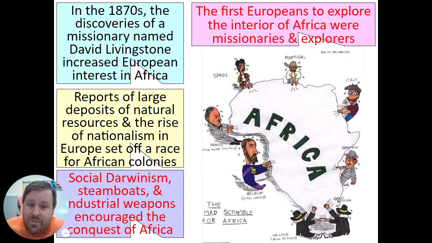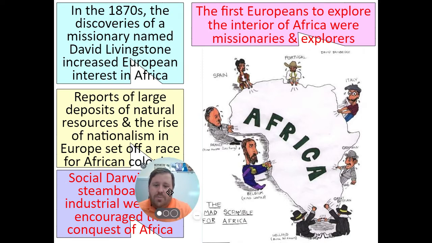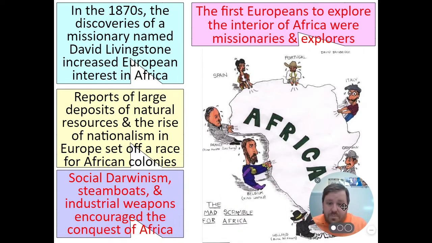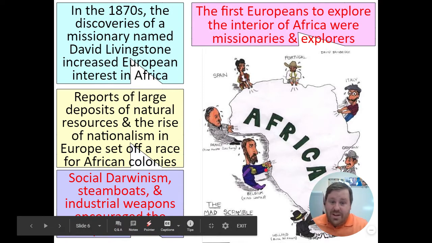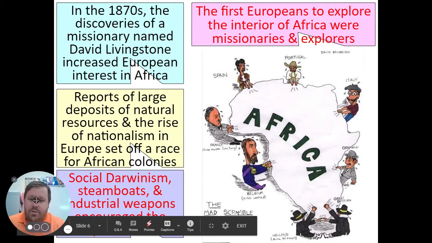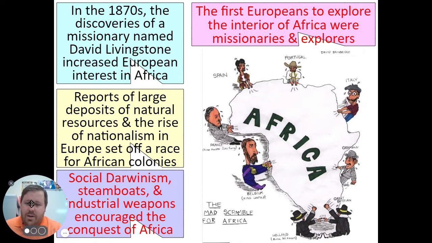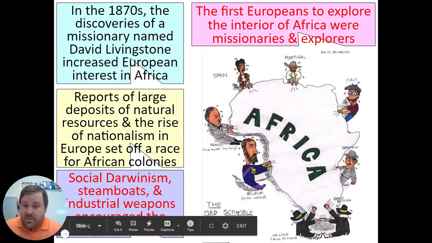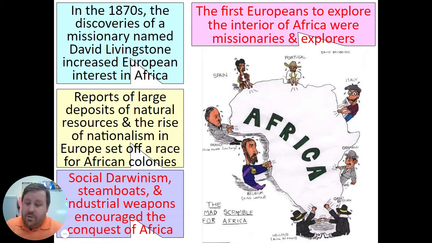Steamboats also encourage the conquest of Africa because there are many rivers going through Africa, and steamboats make these rivers navigable, so you can trade up and down them. So that comes into play quite a bit. And then industrial weapons are a huge part of this as well. These industrial weapons created by the Europeans are extremely powerful, way more powerful than what the Africans themselves have. That encourages the conquest, because we have more powerful weapons because we've industrialized, and these African nations, tribal groups or empires have not, so we have that technological advantage over them.